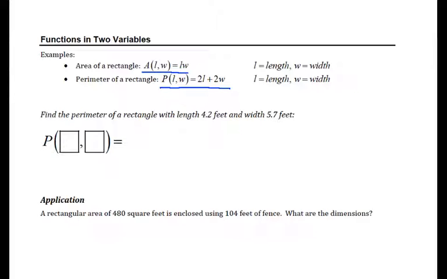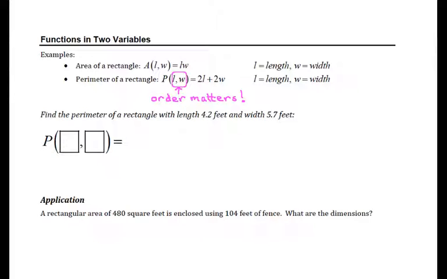The main thing that we need to keep in mind when we're using this notation is that order matters. So if the function is defined with L first and W second, then anytime we call the function, we have to make sure that we put L first and W second. That's the only way you can tell which number goes in for which letter.